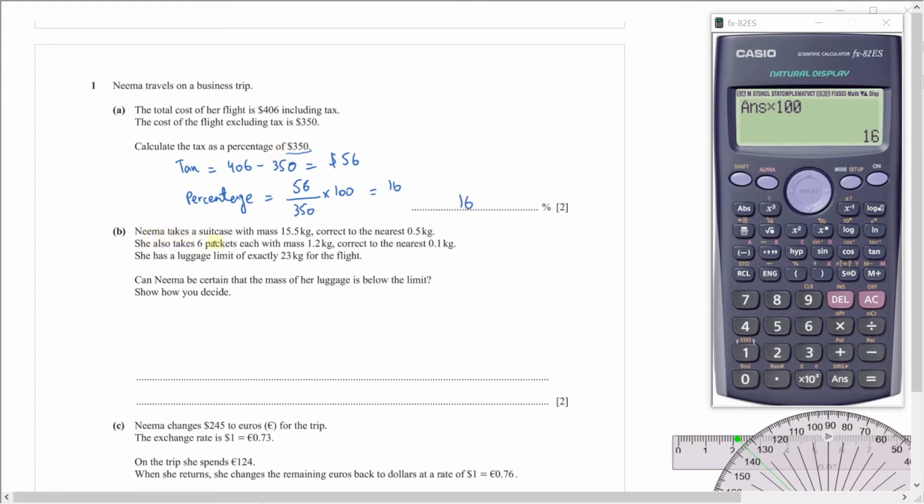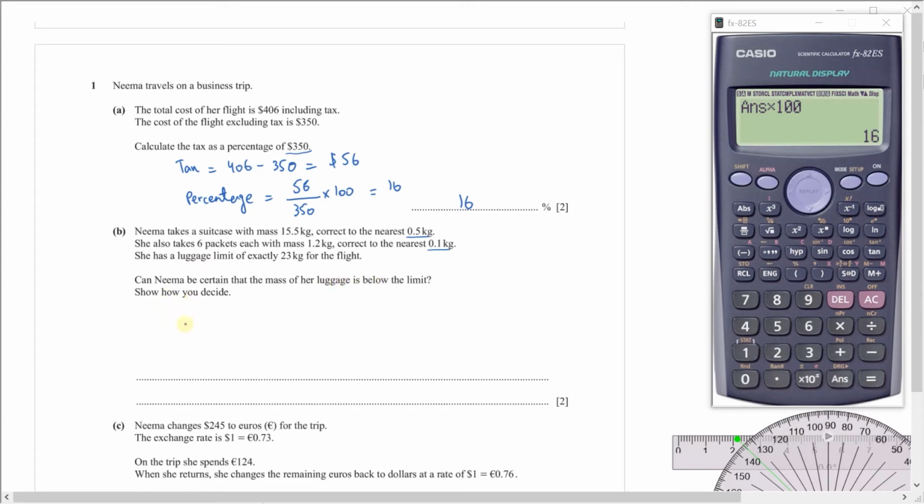Part B is Nima takes a suitcase with mass 15.5 kg correct to the nearest 0.5 kg. She also takes 6 packets each with mass 1.2 kg correct to the nearest 0.1 kg. She has a luggage limit of exactly 23 kg for the flight. Can Nima be certain that the mass of her luggage is below the limit?